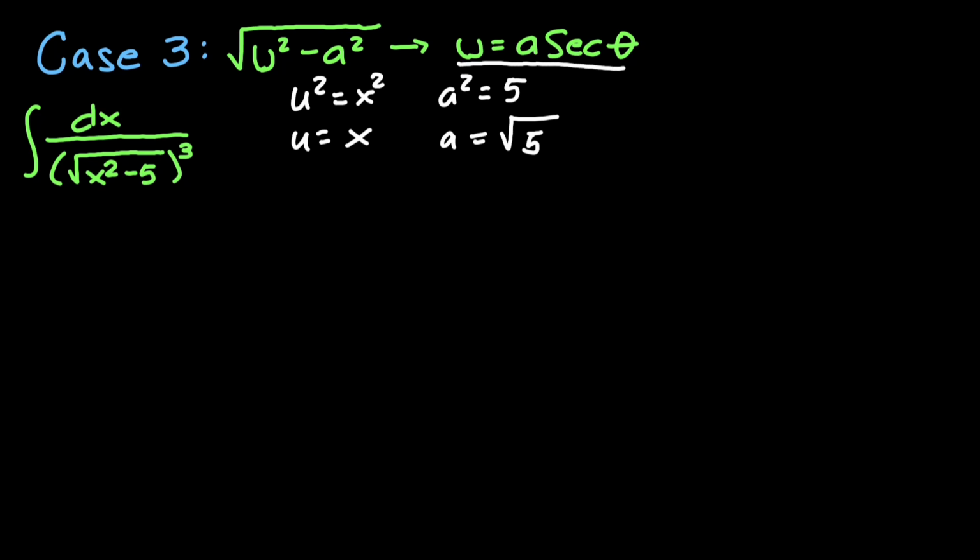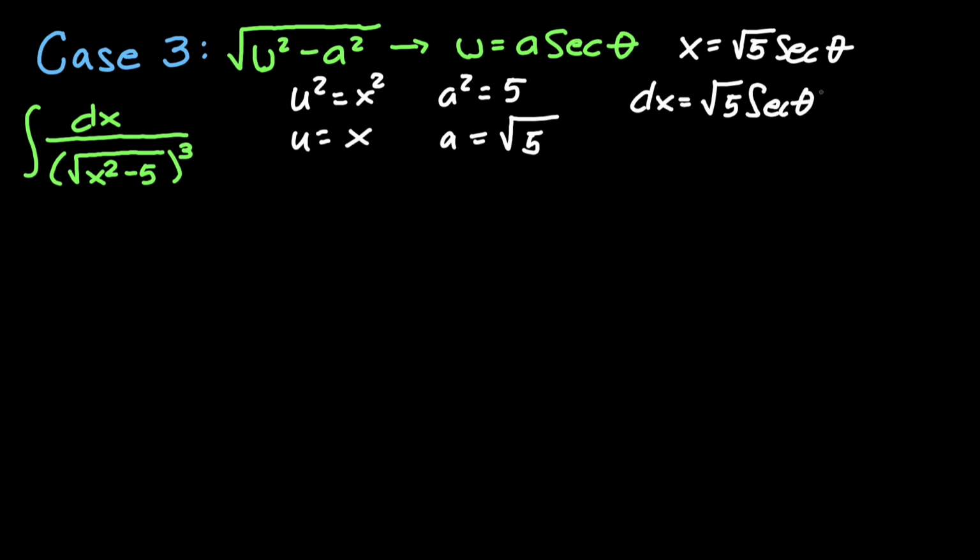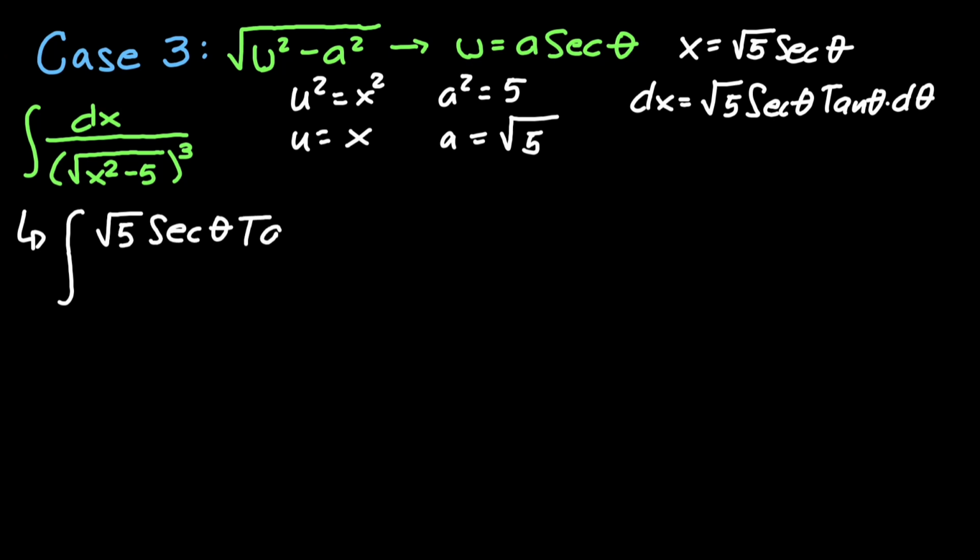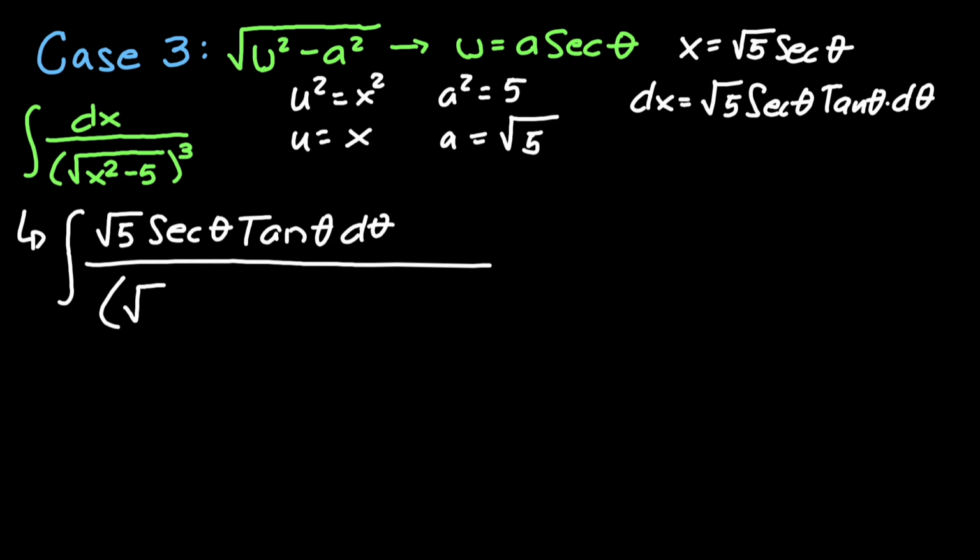Now, substitute it in here. It would be x equal square root of 5 secant of theta. The derivative of square root of 5 secant theta is square root of 5, and the derivative of secant theta is secant theta tangent theta multiplied by d theta. Let us now start substituting it. It would be the integral of dx, which is square root of 5 secant theta tangent of theta d theta, over the square root of x squared, which is square root of 5 secant theta squared, minus 5.